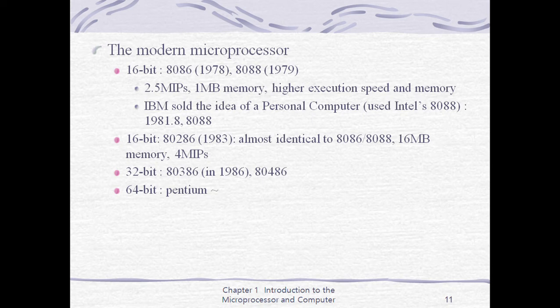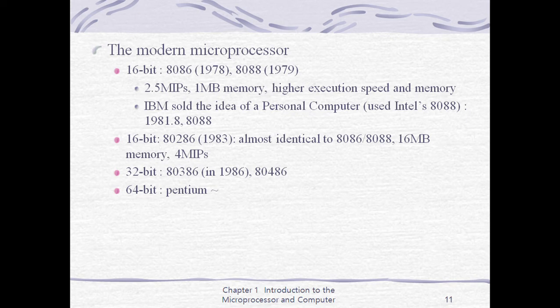Later on, Intel introduced an extended version of the 8086, the 80286 microprocessor. It is again a 16-bit microprocessor. It was almost identical to the 8086 and 8088 microprocessors, but the memory that it could support was 16 megabytes, and the speed at that time was 4 million instructions per second.